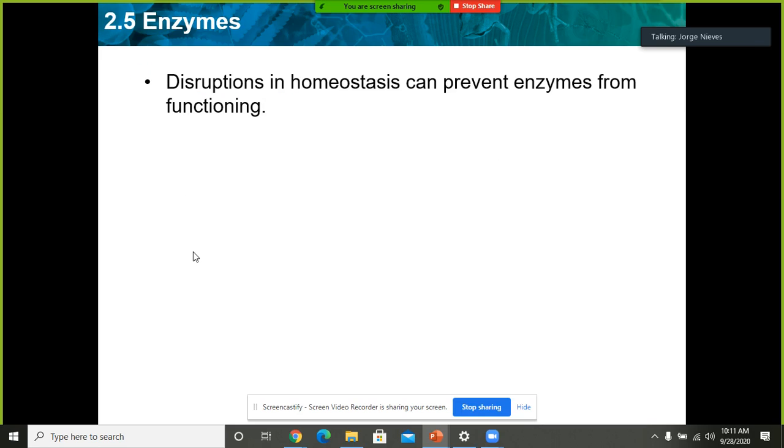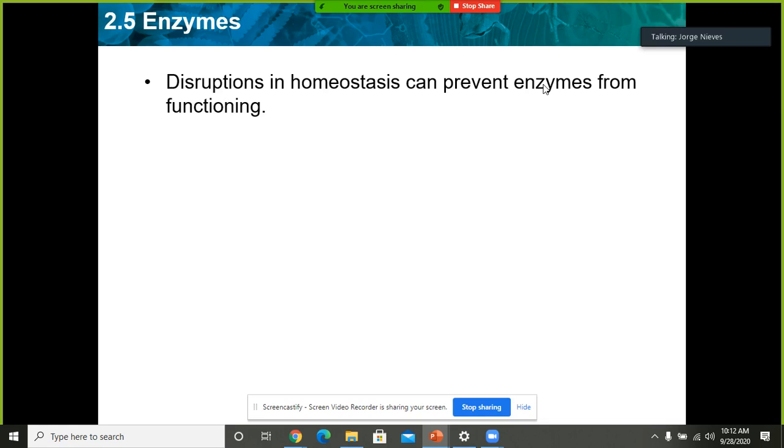Okay. So a disruption in homeostasis can prevent enzymes from functioning. Okay, who remembers what is homeostasis? ¿Qué es homeostasis? Lo habíamos visto en el capítulo 1. Who can tell me very fast? ¿Alguien se acuerda? Exacto. Homeostasis is basically that, okay? It's the maintenance of conditions in the interior of the organism, okay? Básicamente eso. So, a disruption in the homeostasis, que esos conditions, can prevent enzymes from functioning, okay?